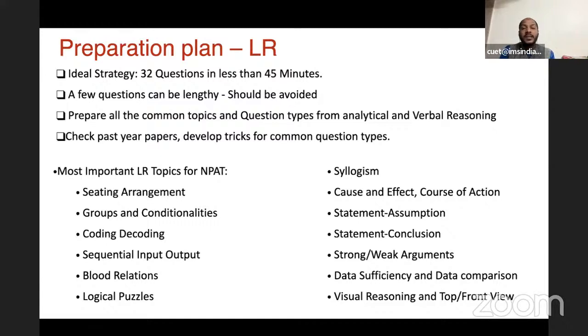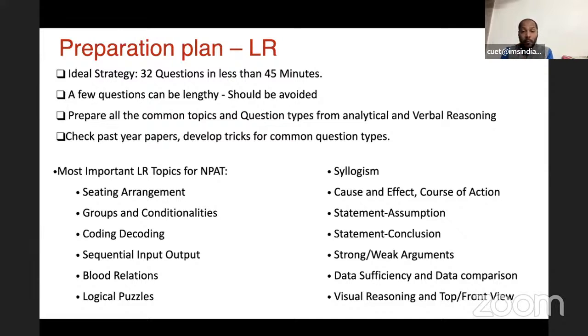But I would strongly suggest that you give good attention to visual reasoning. That is an area which is tested a lot. Those are easy scoring questions, and you can get a setback if you're not well prepared in that chapter, or if you're not aware of a few things in that chapter. So prepare well for visual reasoning.